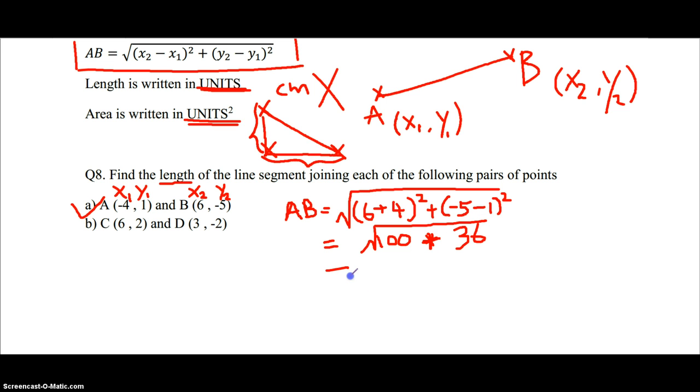Now the answer will be the square root of 136. You can press it using your calculator and write it in 3 significant figures, and your answer must be in units. Understand? Please be careful, especially when you are subtracting the x and y coordinates, because when you have a negative sign at the back, minus and minus ends up being a plus. This is very common, like for example the x part, 6 minus 4, it becomes 6 plus 4.